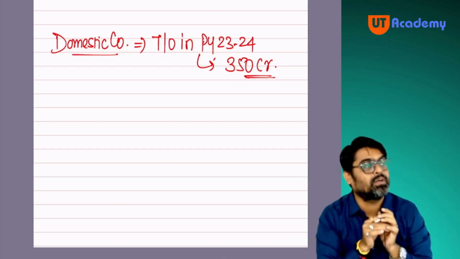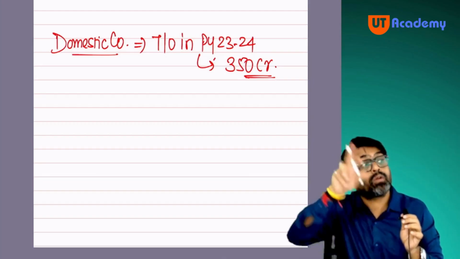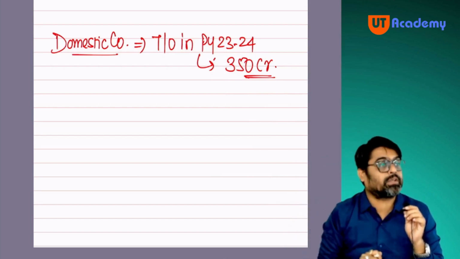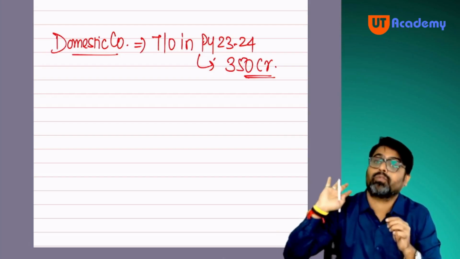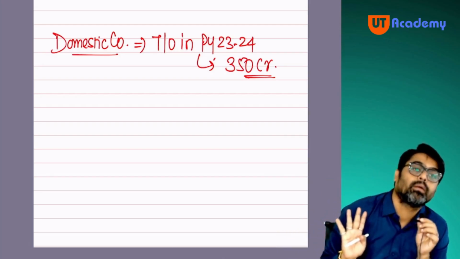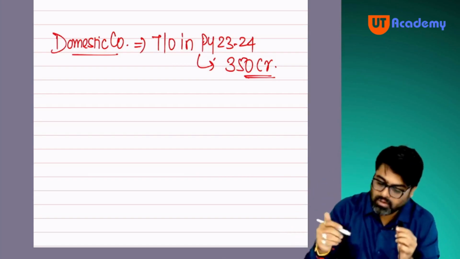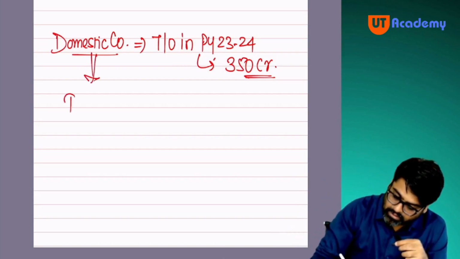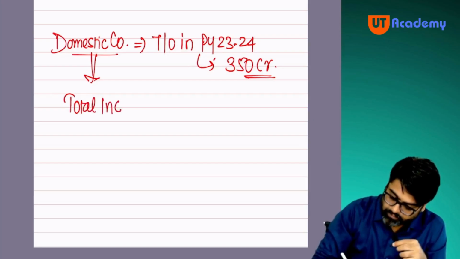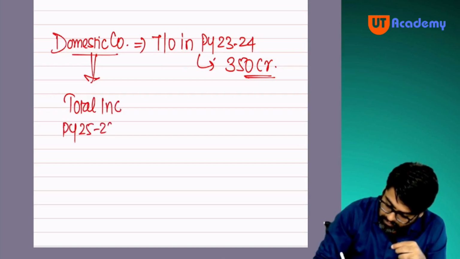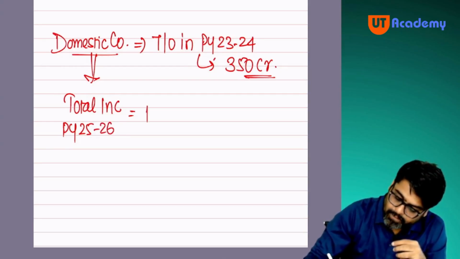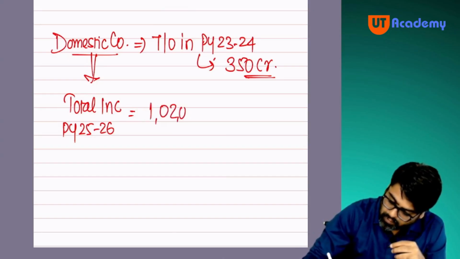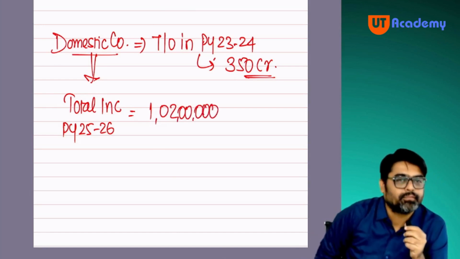What is the relevant information? The question says the company's turnover for 23-24 is given. So the rate of tax applicable to this company, you should immediately come to know. Yes or no? Now this domestic company has a total income for previous year 25-26 amounting to rupees 1 crore 2 lakhs.